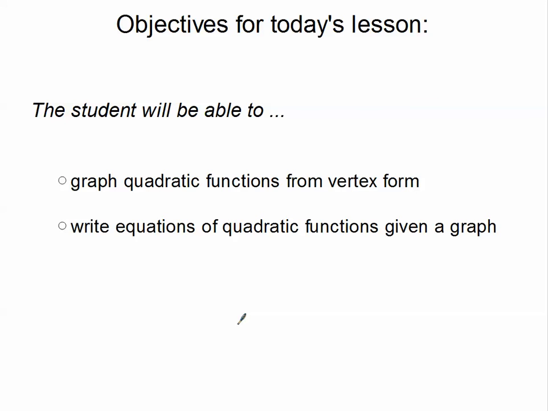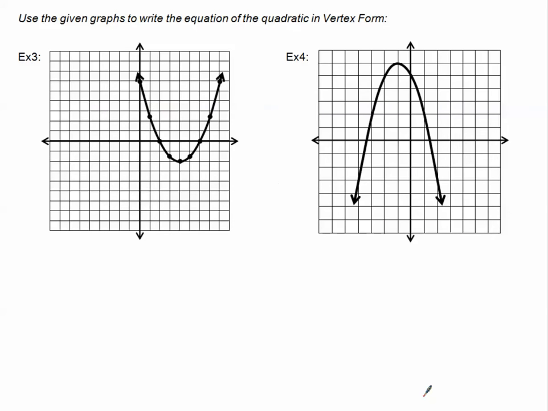In the second tutorial, we will go backwards and write equations of quadratic functions given a graph. So let's flip over to example 3 and 4. This time we're going backwards. I'm giving you the graph of our function. I want you to write the equation.